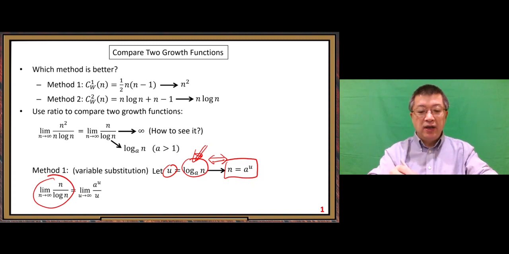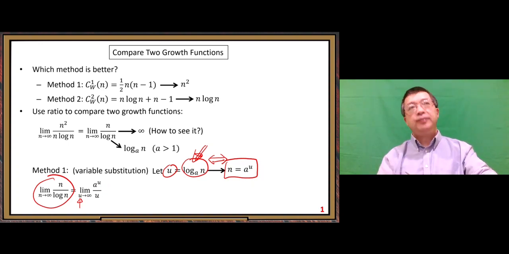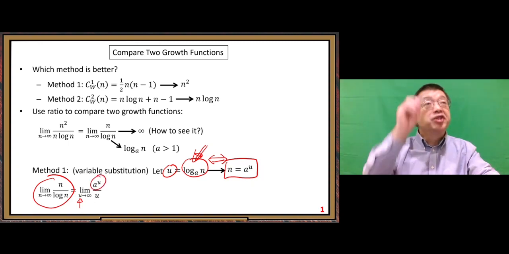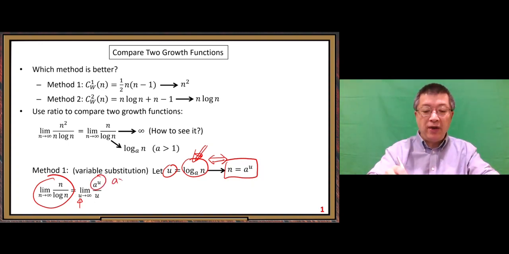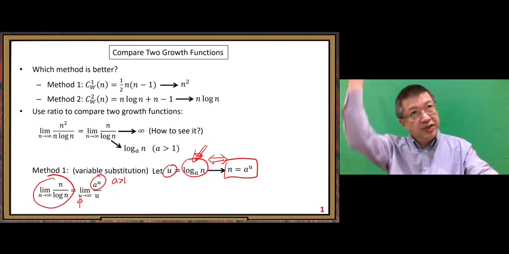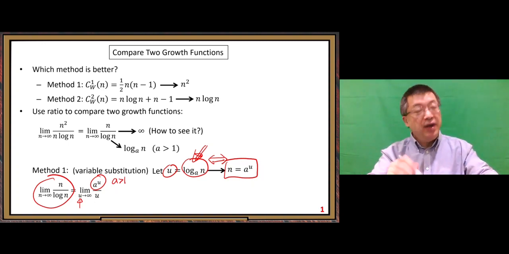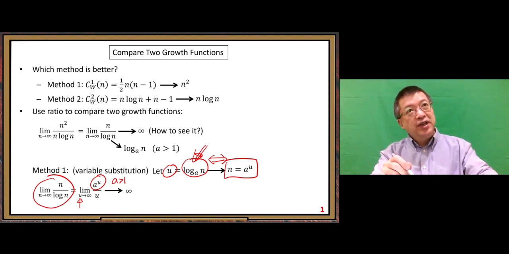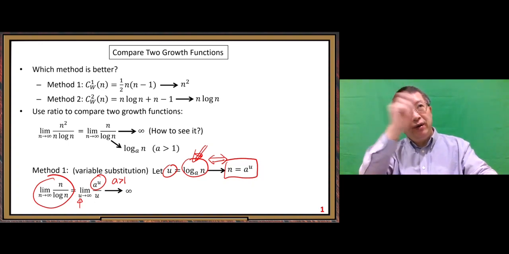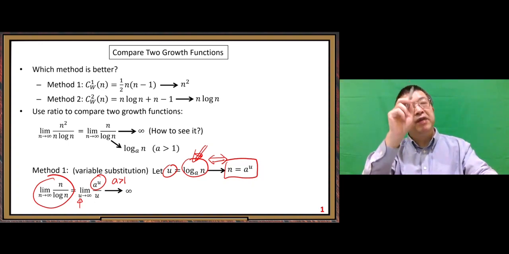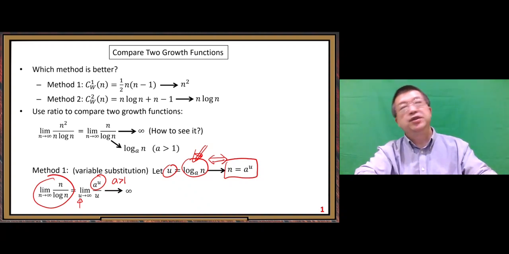We will get the limit, this time our variable u goes to infinity. The numerator a to the u, the denominator just u. The numerator is an exponential function, a greater than 1, an increasing exponential function. The denominator is a polynomial function. How do you see that a to the u over u is infinity?